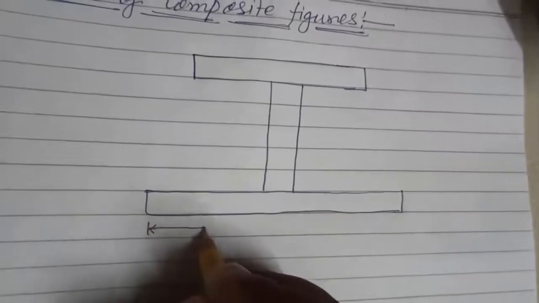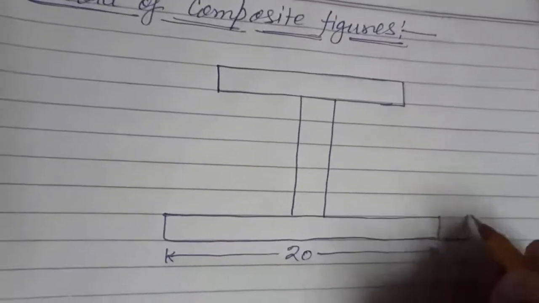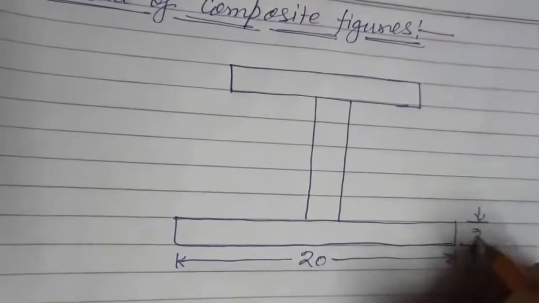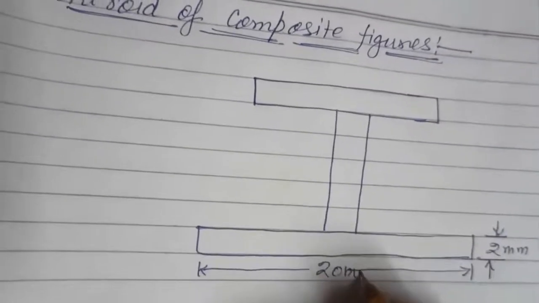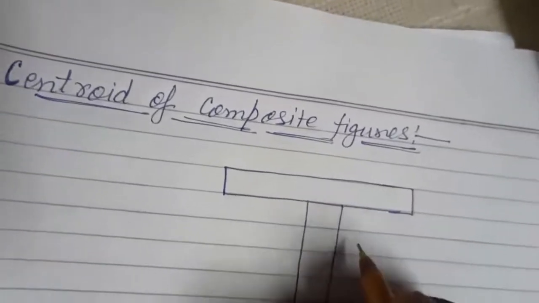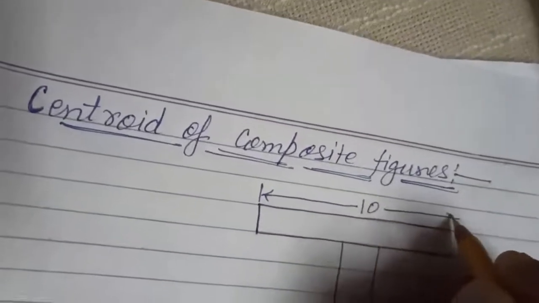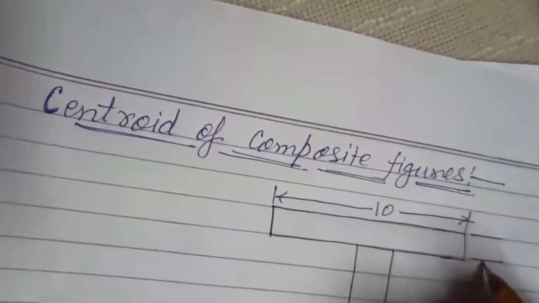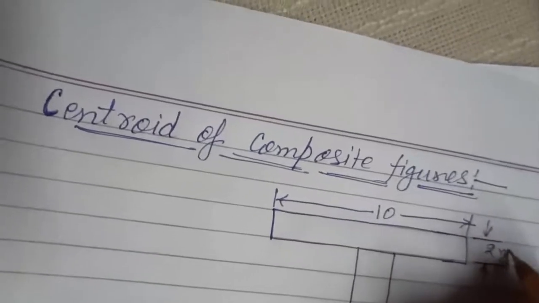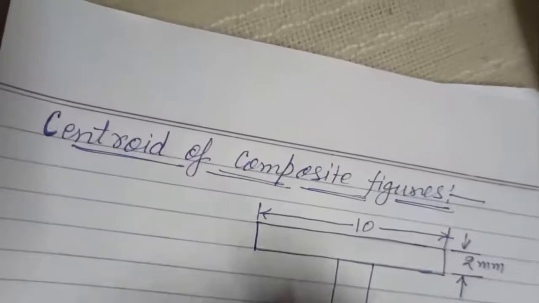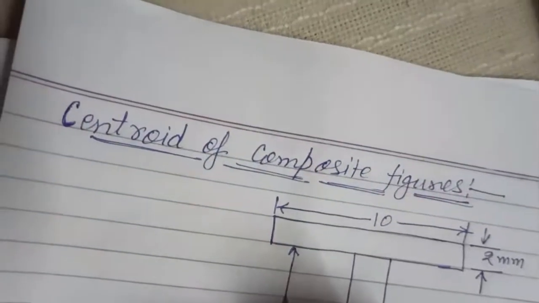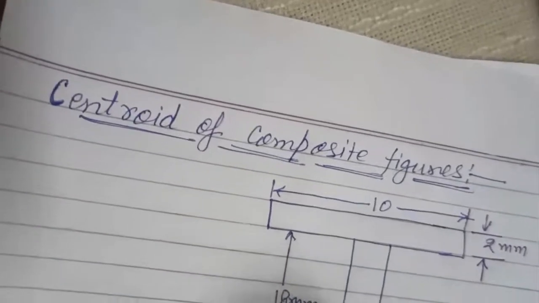The dimensions of this I section are: this is 20, this is 2 millimeter, this is also 2 millimeter, this is 10, this is 2 millimeter, this is 18 millimeter, and this is also 2 millimeter.